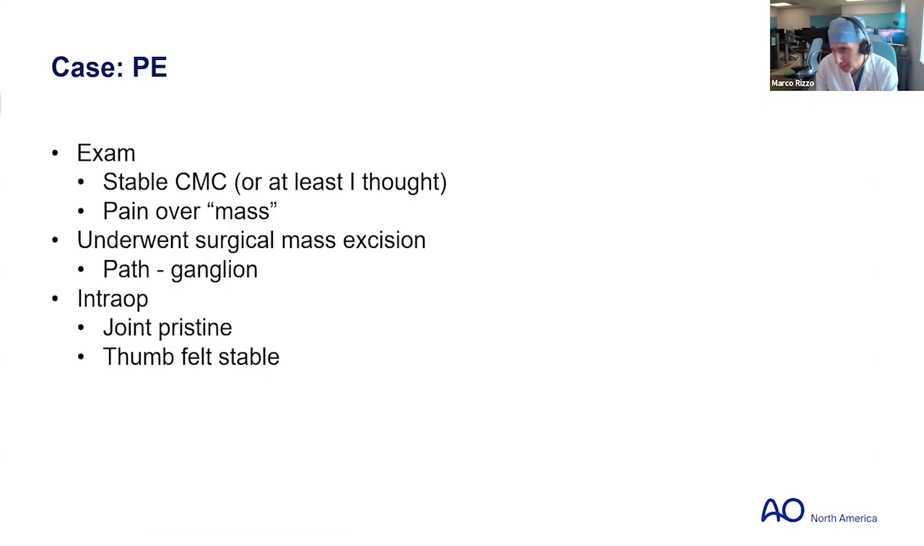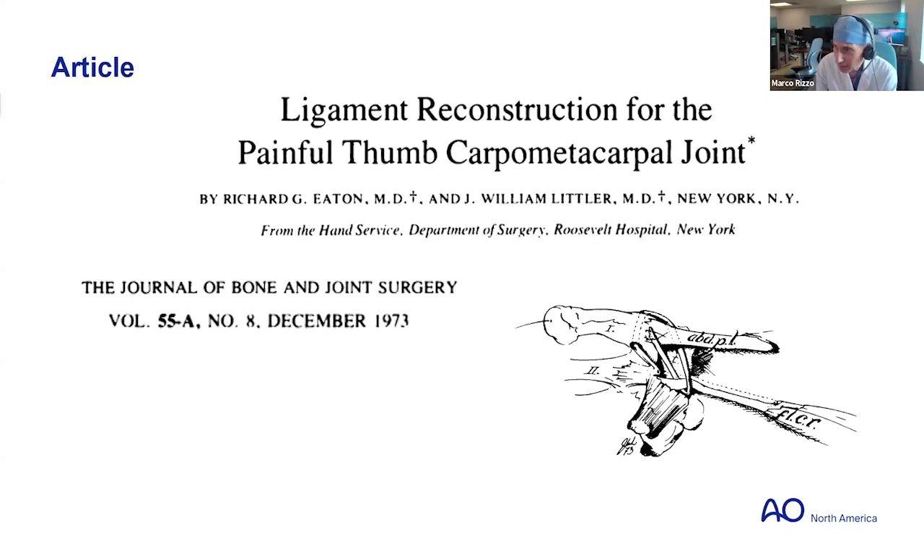And I was able to inspect his joint, and his cartilage looked great, but his thumb felt stable. And my article is to talk about ligament reconstruction. This is a classic article from Eaton and Littler with the beautiful drawings of Dr. Littler, who there's actually a book out of his drawings that you could get from the Hand Society, which are quite incredible. Dr. Peter Carter did his fellowship with Dr. Littler and had a copy of the book that he showed me.